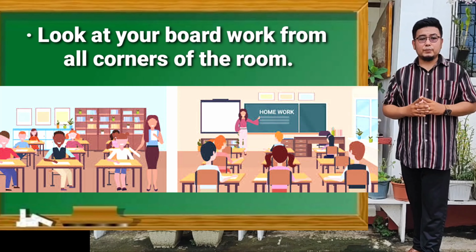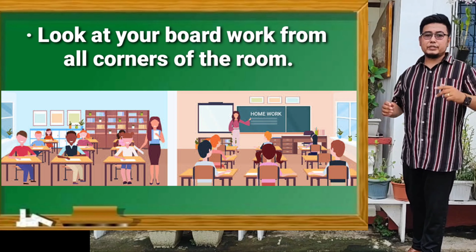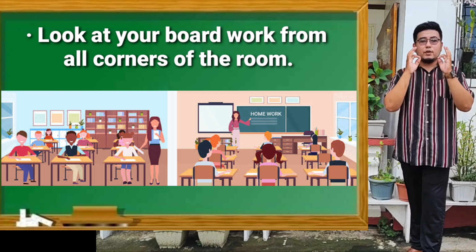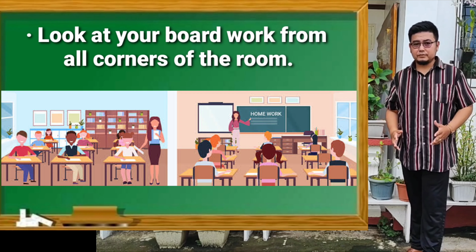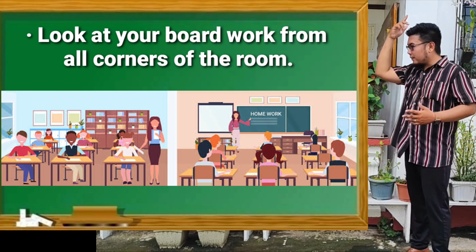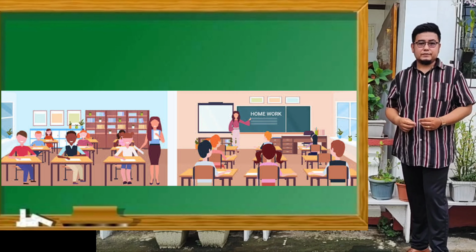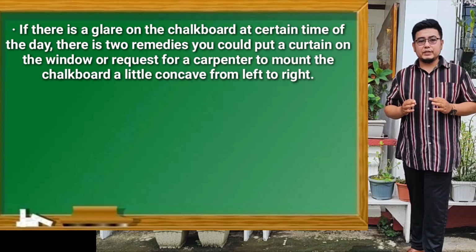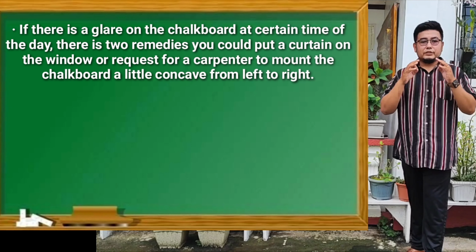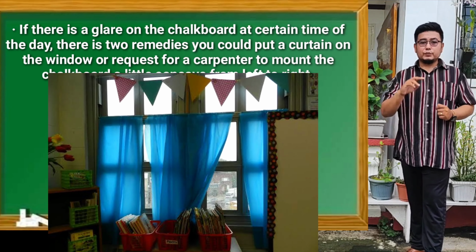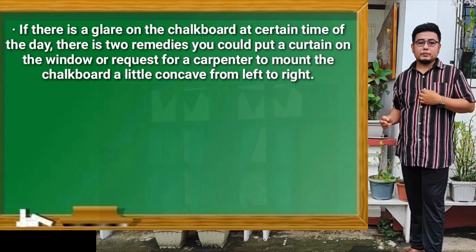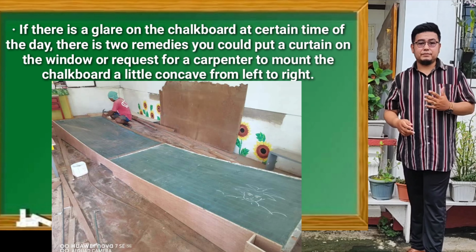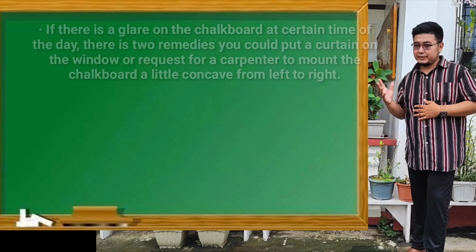Next, look at your board work from all corners of your room. It is necessary to check your board work from your students' perspective, from the front row up to the last row seats. If there's a glare on the chalkboard at a certain time of the day, there are two remedies. You could put a curtain on the window or request a carpenter to mount the chalkboard a little concave from left to right.